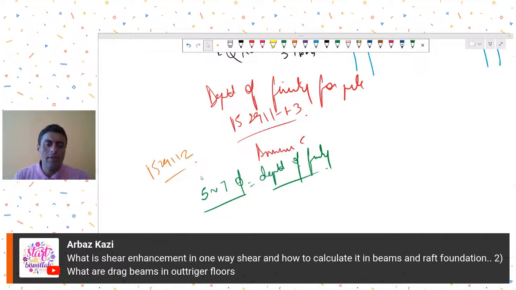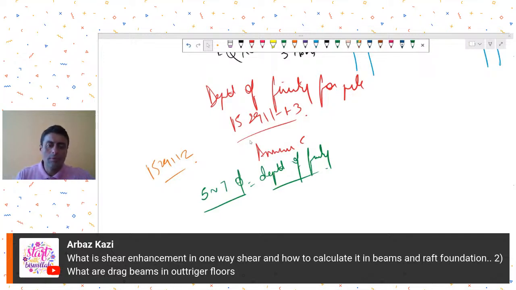Shear enhancement near the supports, if you have seen your clause, the IS code allows you the shear enhancement, and it gives you this factor which you can multiply by tau c. That factor is given as 2 Av upon d, where Av is the distance from the support at which your load is acting. So that shear enhancement you can do by multiplying the tau c by 2 Av upon d. Those clauses and provisions are given quite clearly in the IS 456.